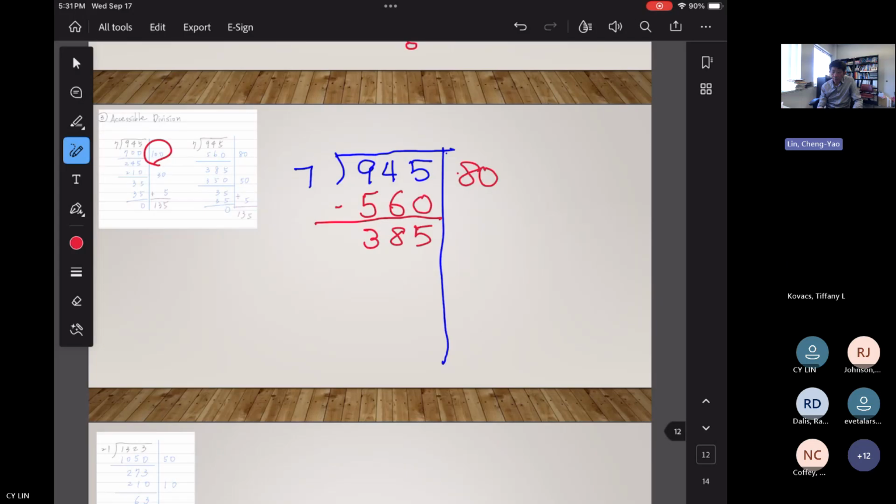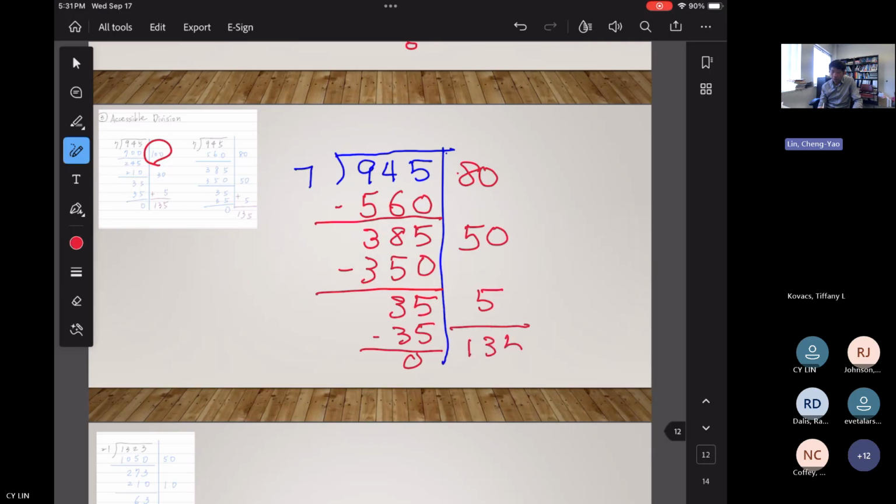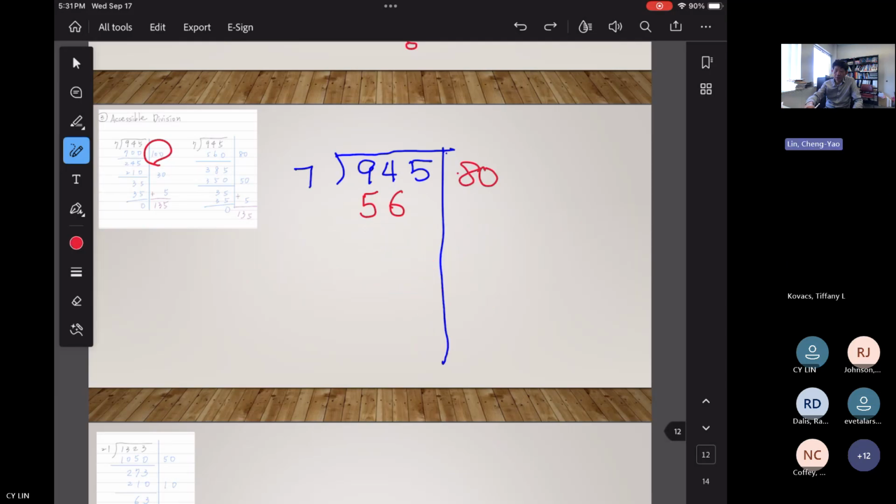So next, I take 50. 7 times 50, 350. Subtract this, and I still get 35. And then a 5, and then 35, and then 0. Add up the total. Oh, again, we still get 135. Does that make sense to you? It's so flexible.